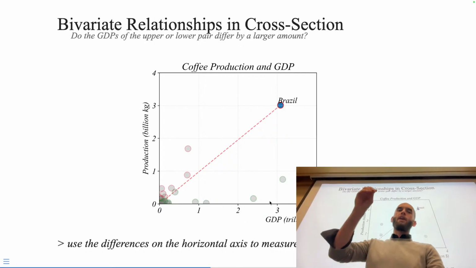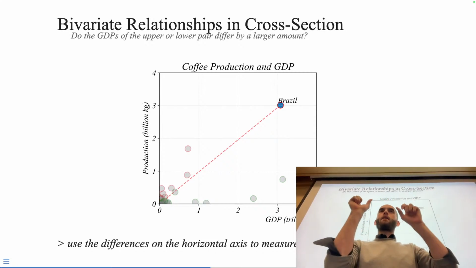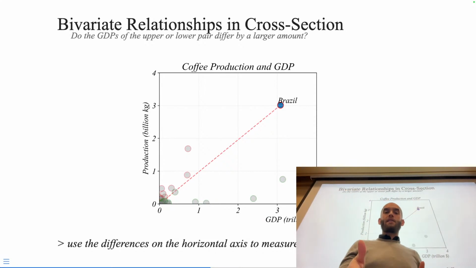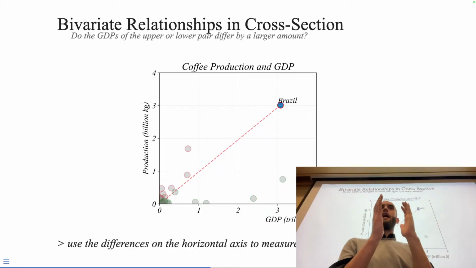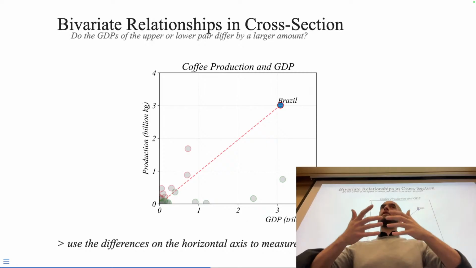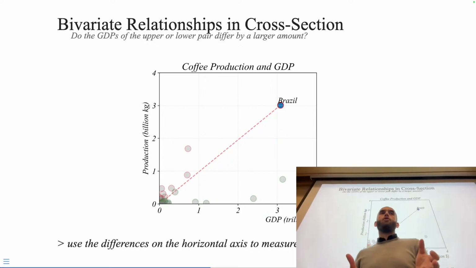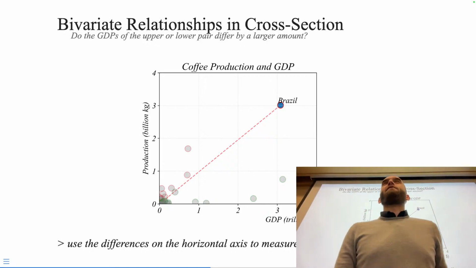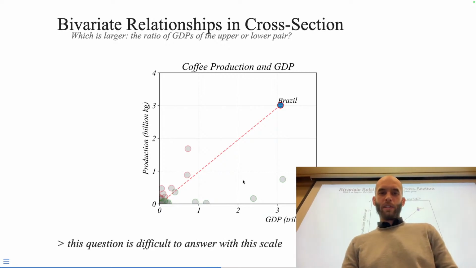But when we're thinking about comparing between countries, if I'm asking questions like this, do the GDPs of any two countries differ by a larger amount? I can highlight two different countries and then find the difference on the horizontal axis, which represents the difference in GDP for the two countries. And then I can just figure out which of the two GDP differences is larger. Unfortunately, I have this visualized, but for some reason it's not in the slides.